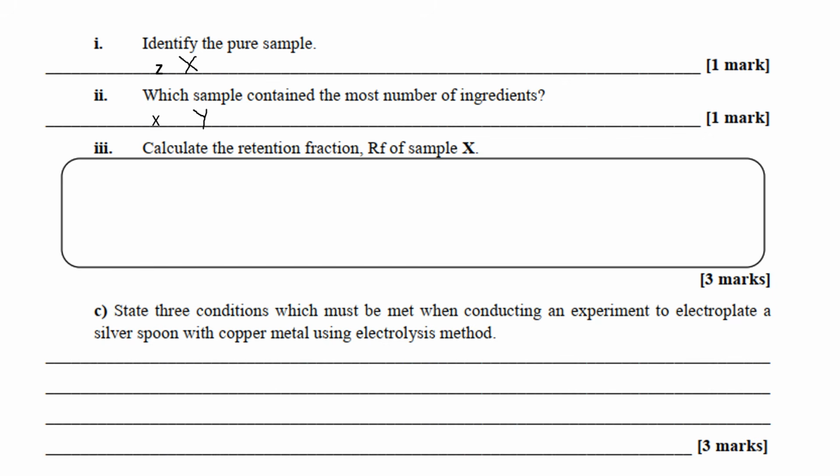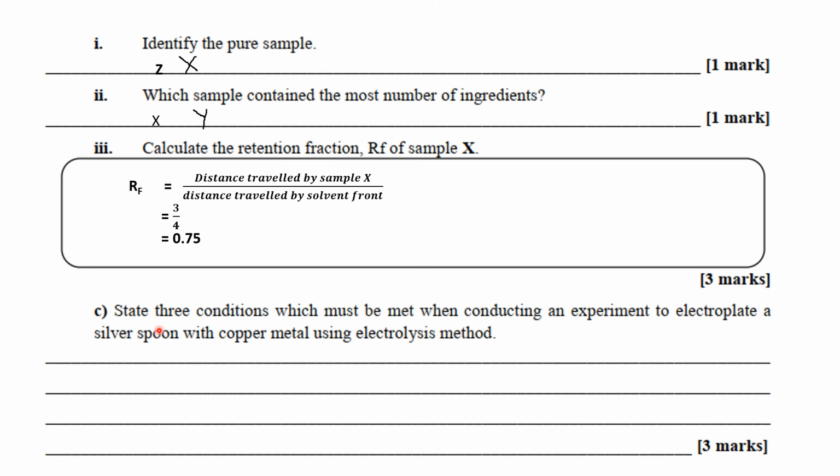Number 3, calculate the retention factor of sample X. The retention factor is defined as the distance traveled by sample X divided by the distance traveled by the solvent. So the distance traveled by sample X is 3 centimeters. That traveled by the solvent is 4. So dividing the two gives 0.75.